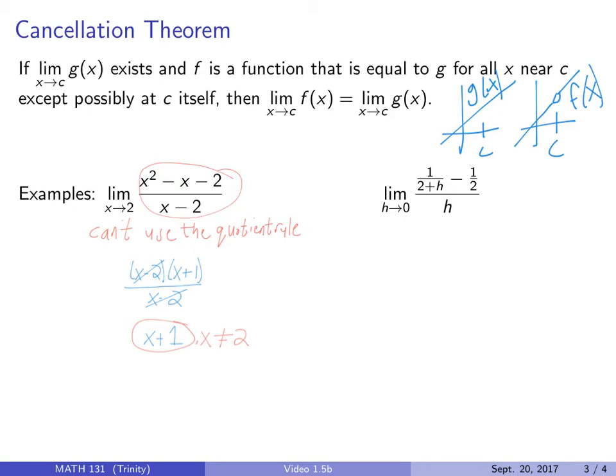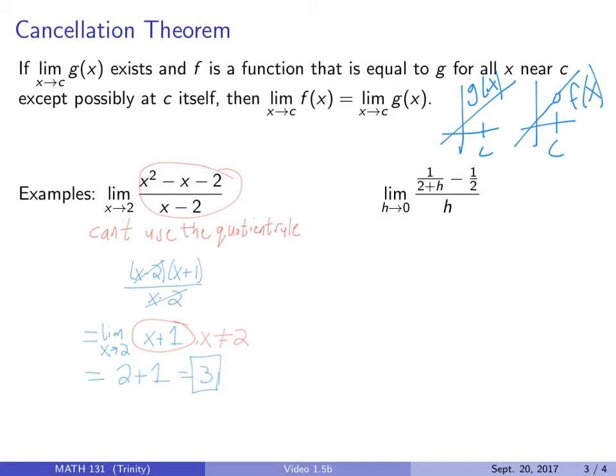So I can use the cancellation theorem to say that the limit as x approaches 2 of (x squared minus x minus 2)/(x minus 2) is equal to the limit as x approaches 2 of just the quantity x plus 1. And since now we just have a polynomial to evaluate this limit, I just plug in x equals 2, so we get 2 plus 1 equal to 3.